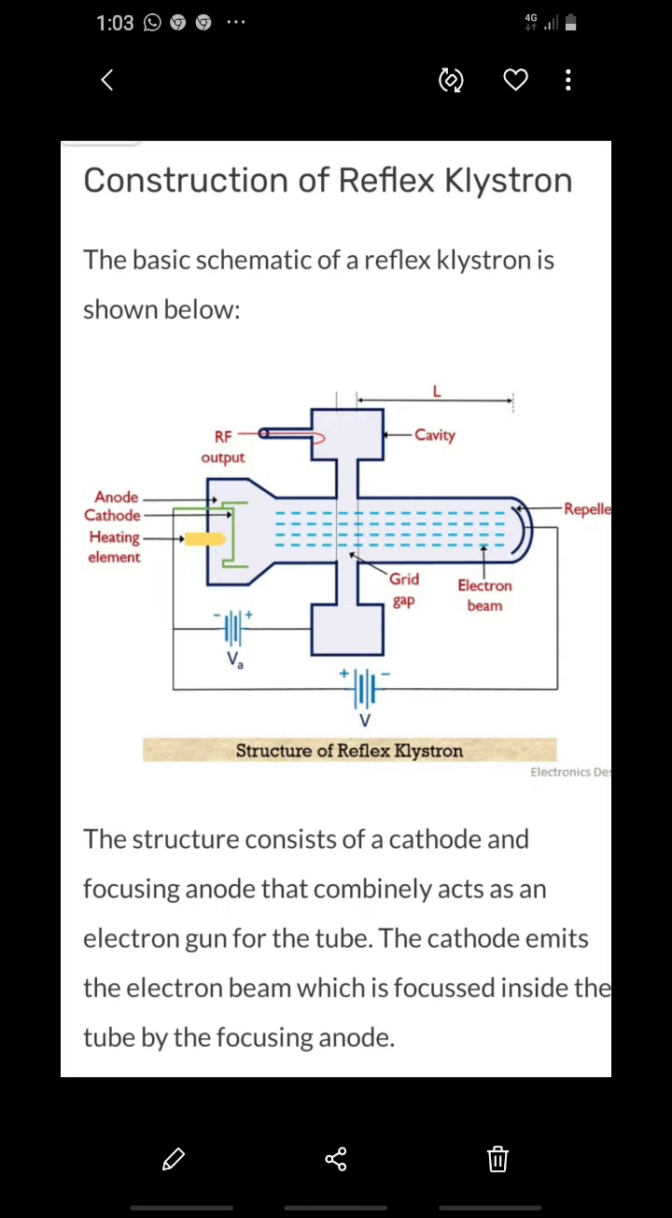Now, the construction of the reflex klystron. The basic schematic of a reflex klystron is shown below. It consists of different parts: anode, cathode, heating element, radio frequency output, cavity, grid gap, electron beam, and a repeller.